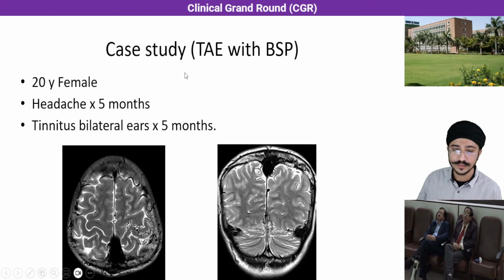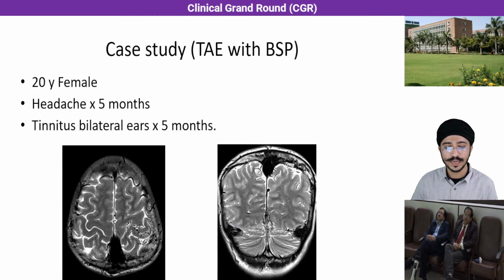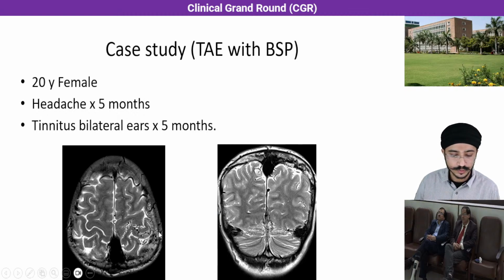So this is one of the cases from our department where we used balloon sinus protection. A 20-year-old female patient presented with headache for 5 months and tinnitus in both ears for 5 months. These were axial T2 weighted and coronal T2 weighted images. We can appreciate a large dilated superior sagittal sinus with multiple tiny flow voids in the left frontoparietal, high frontoparietal location. Dilated cortical veins are also appreciated in this case.